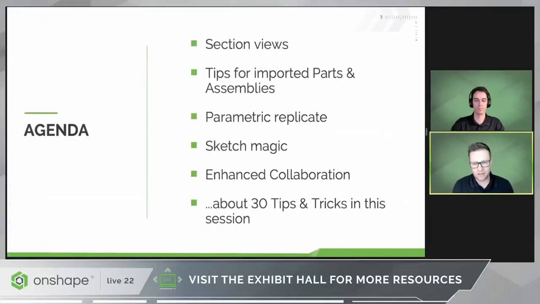A brief overview of the agenda for this session. We kick things off with section views in the 3D environment and how to use these section views in practice. As a second point, I would like to present some tips and tricks for imported parts and assemblies. It happens, of course, again that CAD data from outside has to be brought to Onshape. And I will share with you some tips and tricks that help you to easily use this external data within Onshape. One of my personal favorites from the features implemented last year is the Parametric Replicate feature. I'm going to show you how it works in combination, of course, with some other tips and tricks.